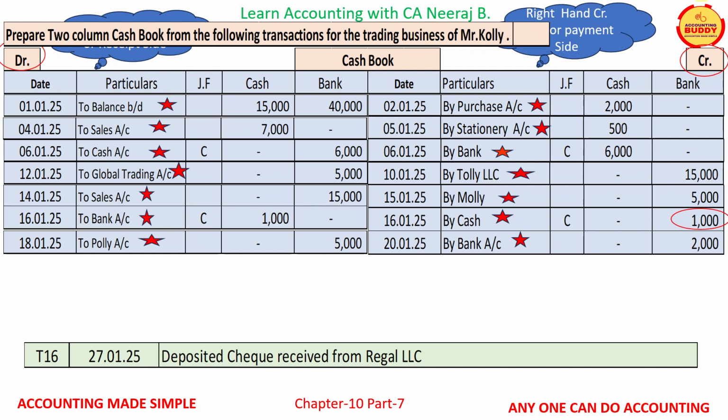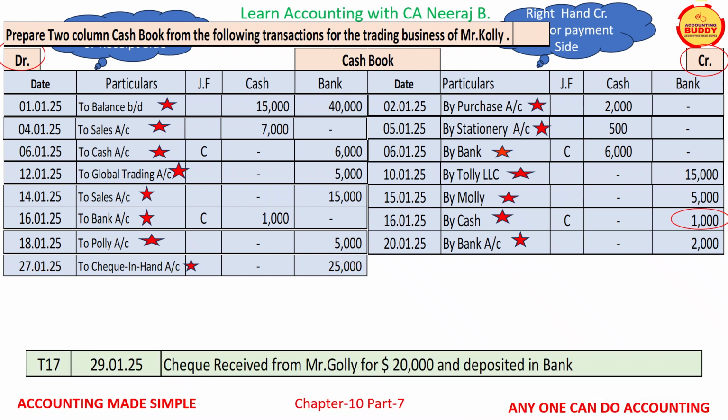Since it is a receipt transaction, it will be recorded in the bank column on the left-hand debit side for $25,000 on 27th of January 25 by writing the words to check in hand account. Please note that on 27th of January 25, Regal LLC will not be credited, as the Regal LLC account was credited on 20th of January when the post-dated check was actually received.